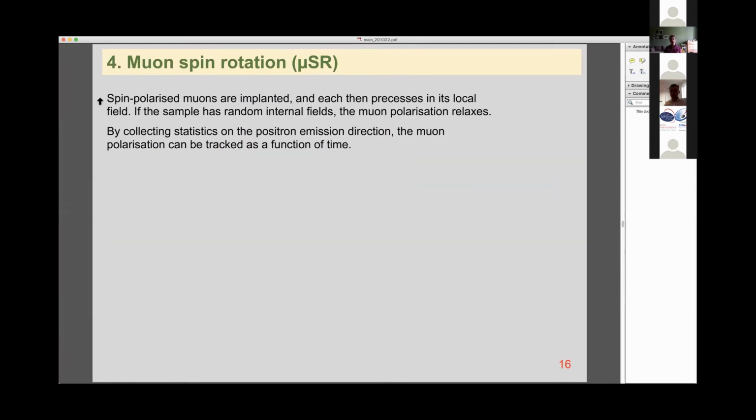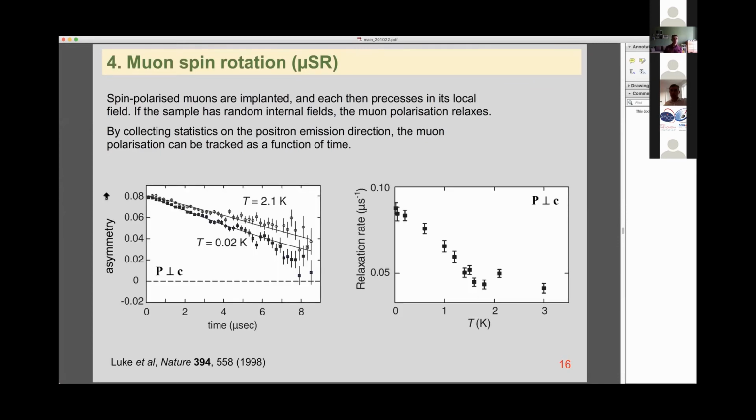So in this technique, spin polarized muons are implanted into the sample, and then each muon precesses in the local field. So if there are random internal fields within the sample, the muon polarization steadily relaxes. By collecting statistics on the positron emission direction as the muons decay, the muon polarization can be tracked as a function of time. So this is what typical data look like.